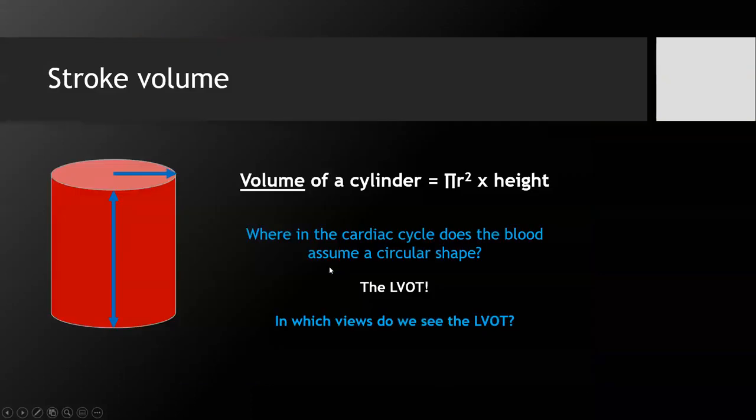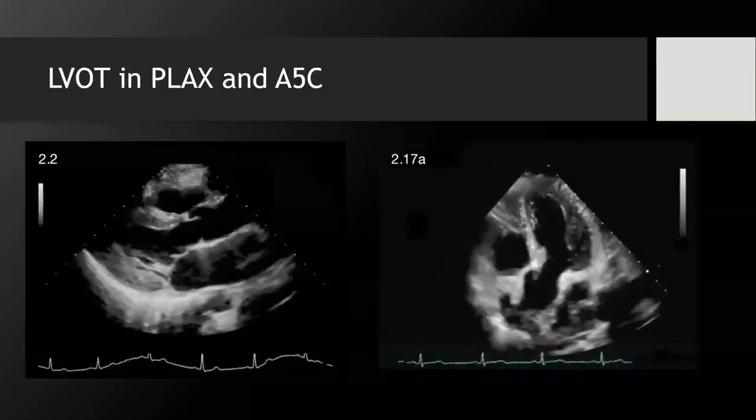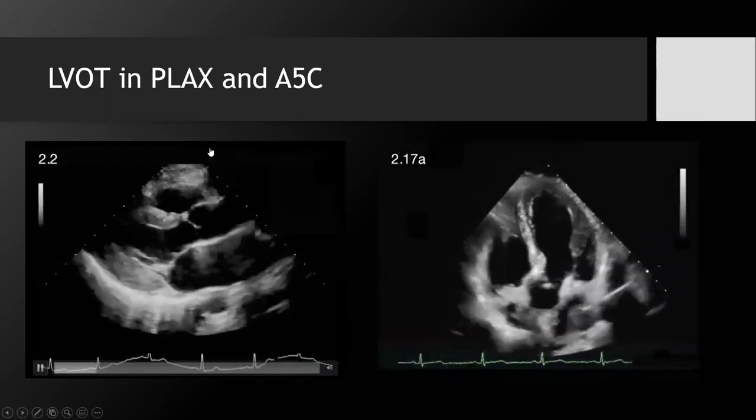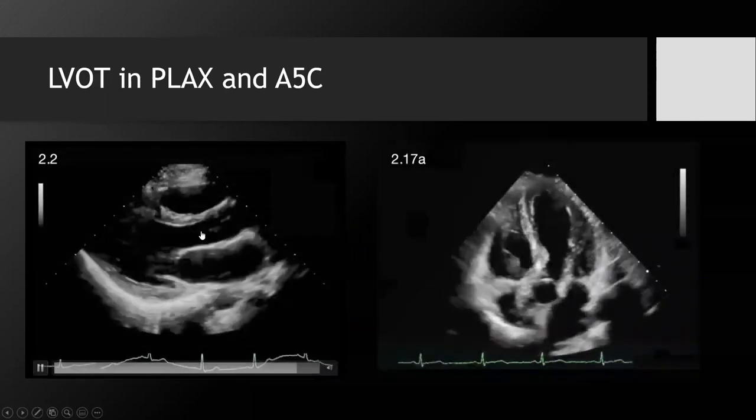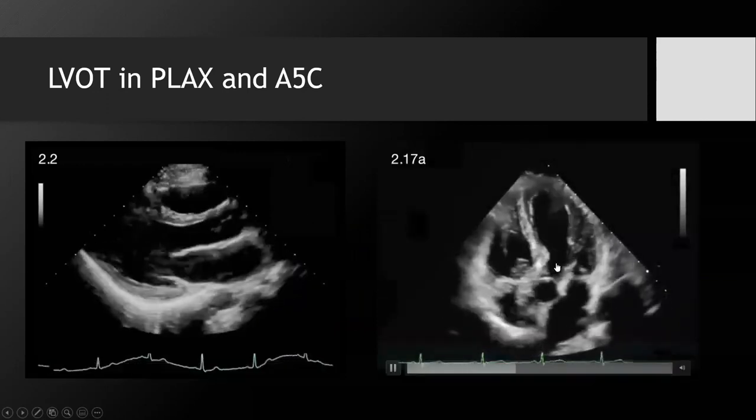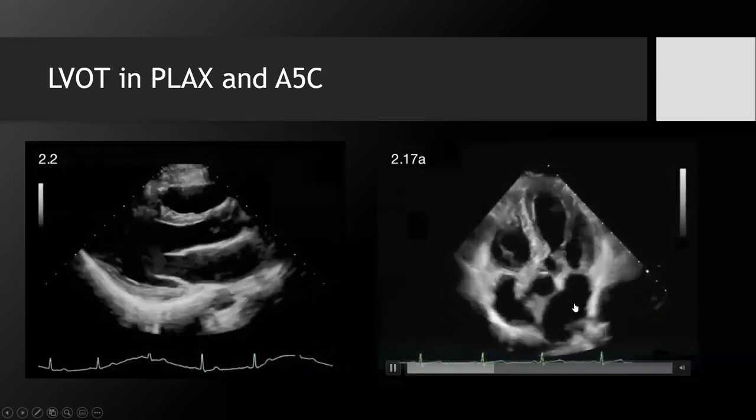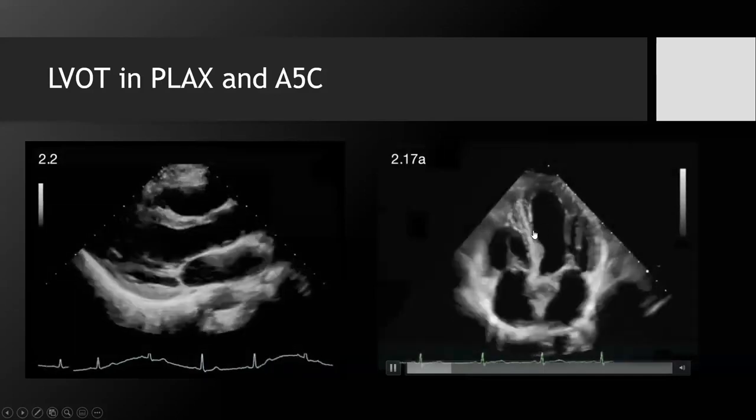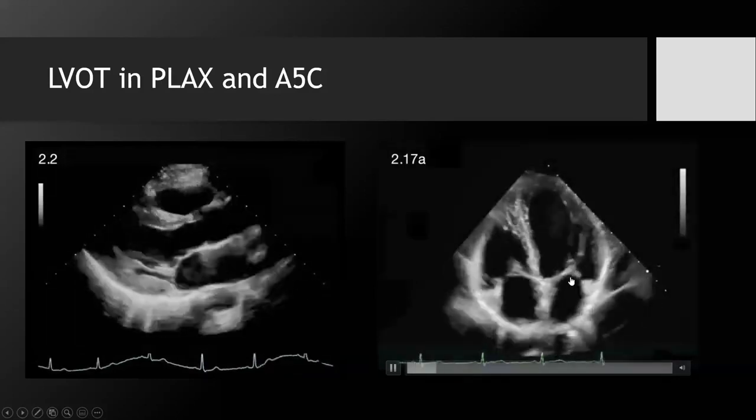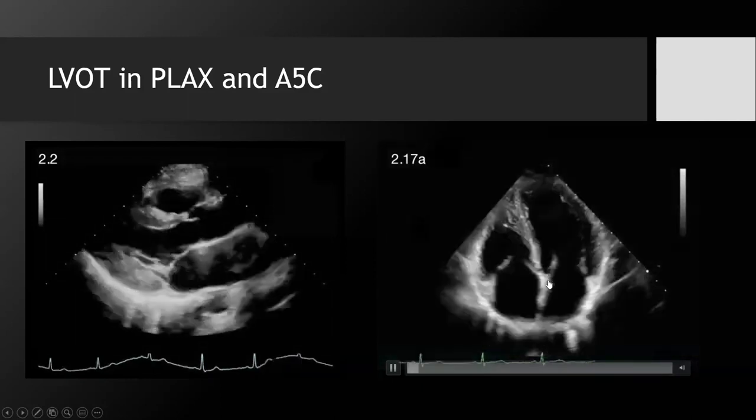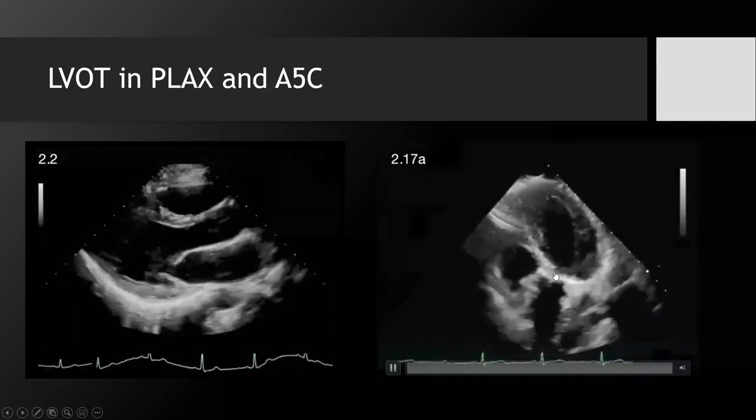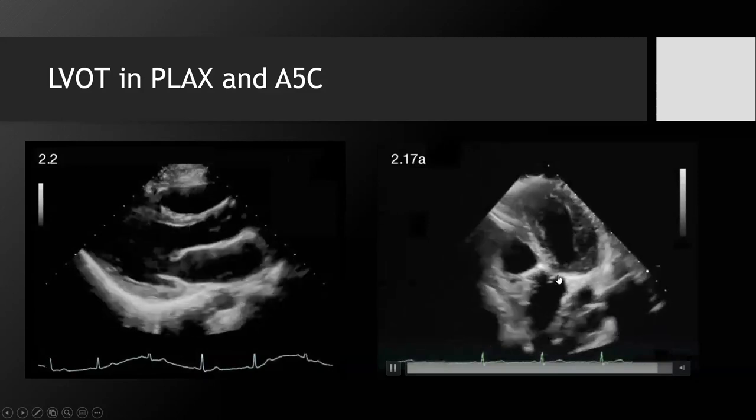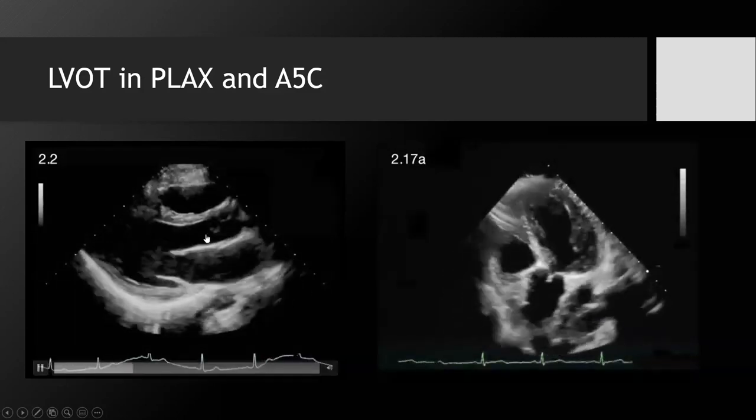So in which views on the echo, in the basic views that we're used to seeing, do you actually see the LVOT? The answer is in two views. You see it in the parasternal long axis, as we're now familiar with, right here. And you also see the LVOT in the apical 5-chamber view, right? This clip here is nice because it starts in an apical 4. You have the left atrium, left ventricle, right ventricle. And then as you fan upwards, you open up the LVOT, and you have that 5th chamber, which is the aorta, right? And so here you're seeing an LVOT, and here you're seeing the LVOT.